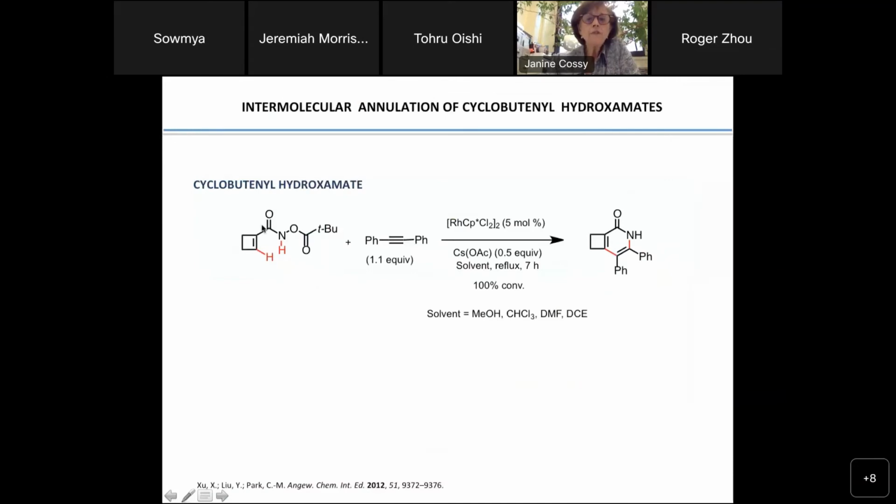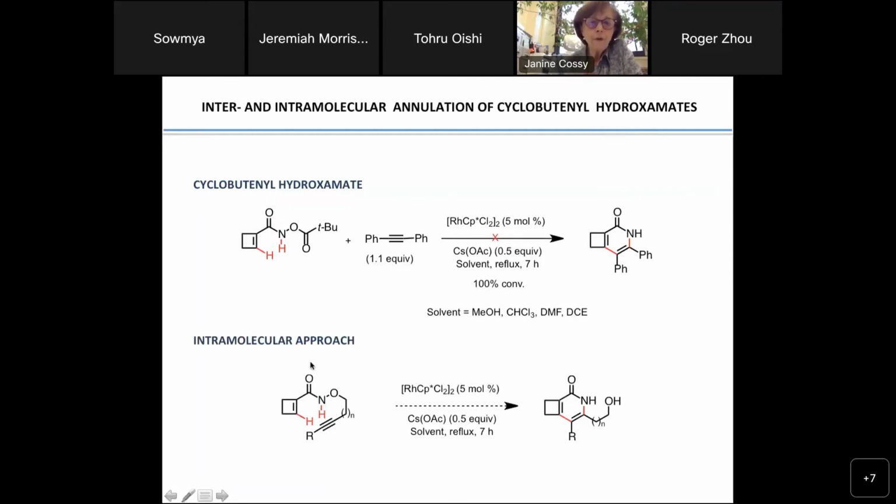Anyway, we tried to do the reaction from a cyclobutanyl hydroxamate in an intermolecular reaction. So we have synthesized this compound, treated this compound by this acetylenic in the presence of a rhodium catalyst, a base, in a solvent such as methanol, chloroform, DMF, DCE. And we have the total conversion of the starting material, but we never observe the formation of the bicyclic compound. So what is happening in this kind of transformation? Well, it's an intermolecular reaction. So maybe we will have a better chance to have this reaction work in an intramolecular reaction.